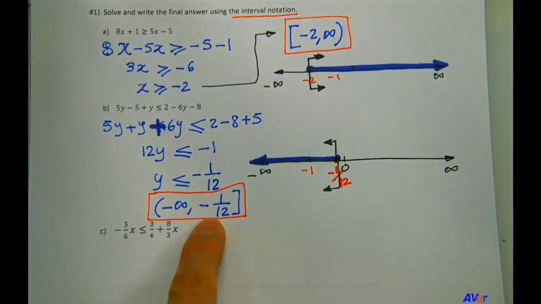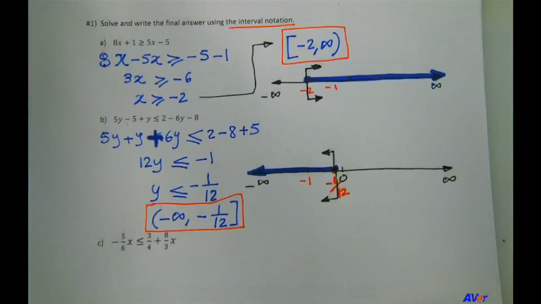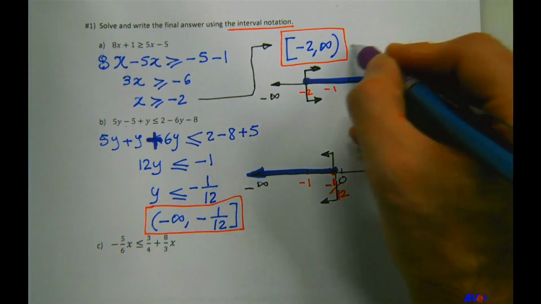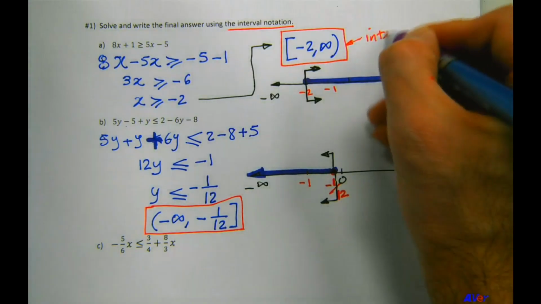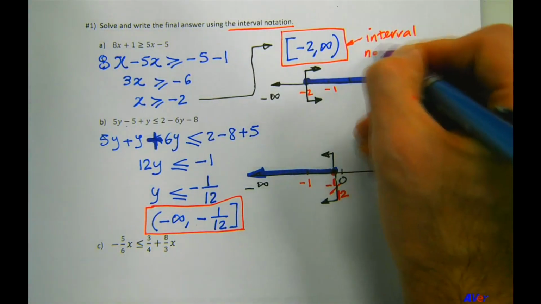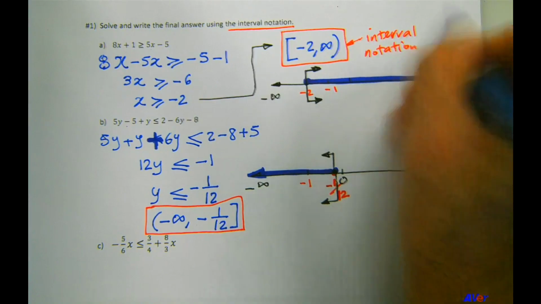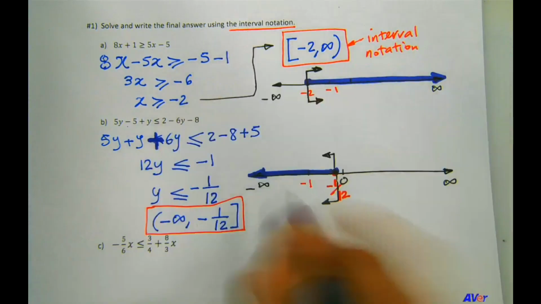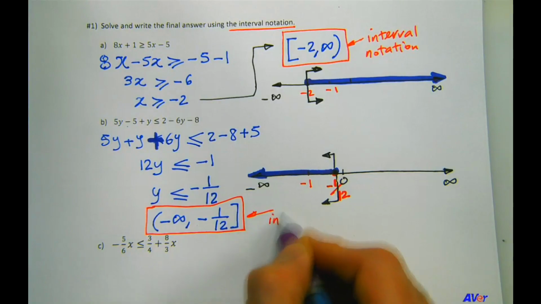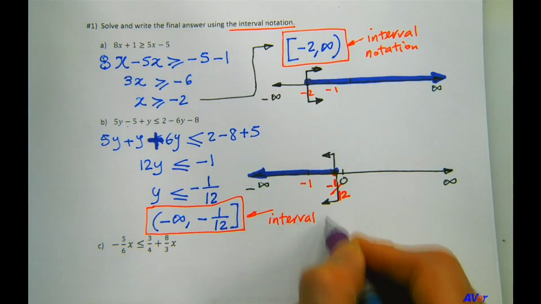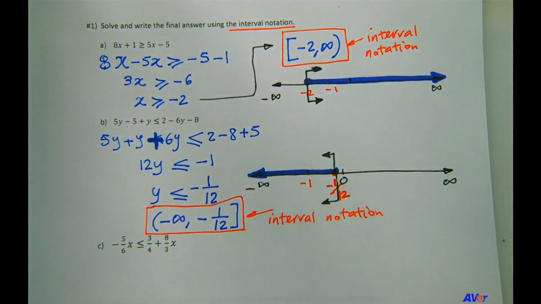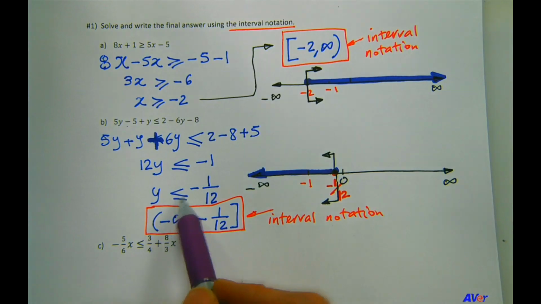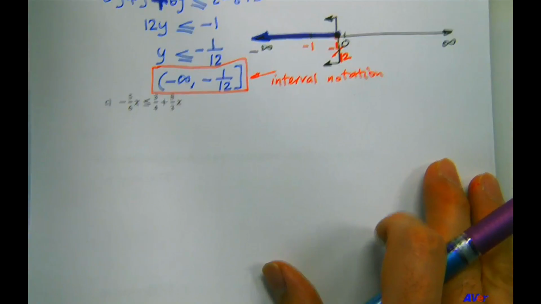So this is interval notation. Let me write it. So this would be the interval notation, which is what we're being asked to give. And this is the graphical solution. And this is the solution in inequality form. Okay, so this one.